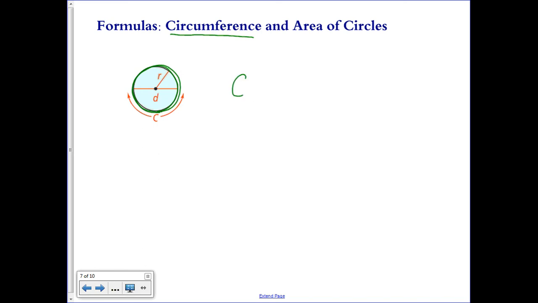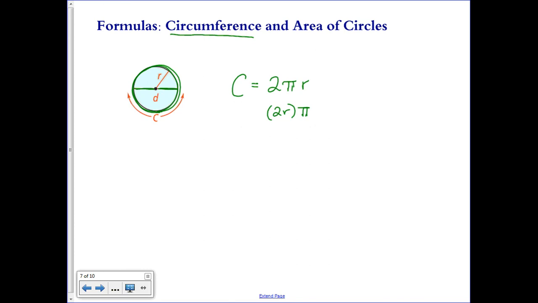So for circumference of a circle, we use the formula 2 pi r. I'd like to think of this as 2r times pi. You can see, I hope, that that's the same thing. The reason I like to think about it that way is because 2r is twice the radius, and twice the radius is what we call the diameter. So this whole length is the diameter. It's just two radiuses put together.